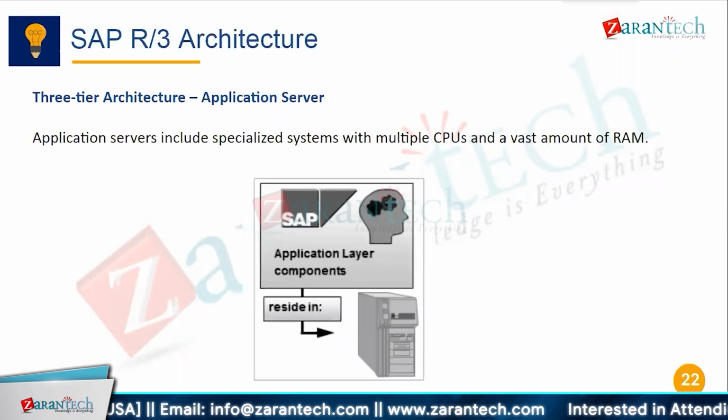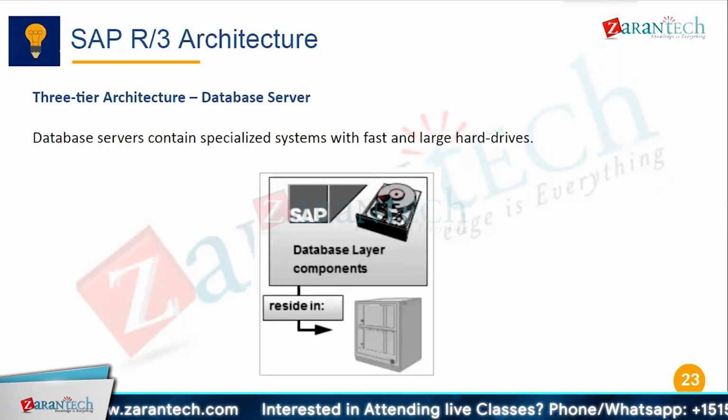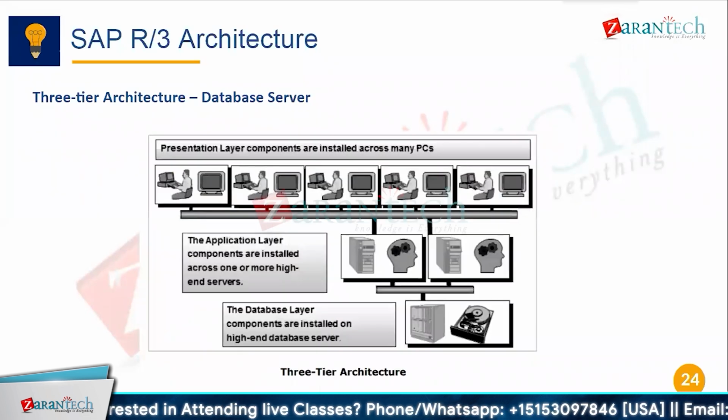That is one layer. Then you have an application layer. The application server includes specialized systems with multiple CPUs and a vast amount of RAM. And then you have the database server, containing specialized systems with fast and large hard disks. So this is what an SAP system uses. On the first level is the person working, on what we call the presentation layer. If he's entering anything, making a query or entering data, that data goes through the application layer.